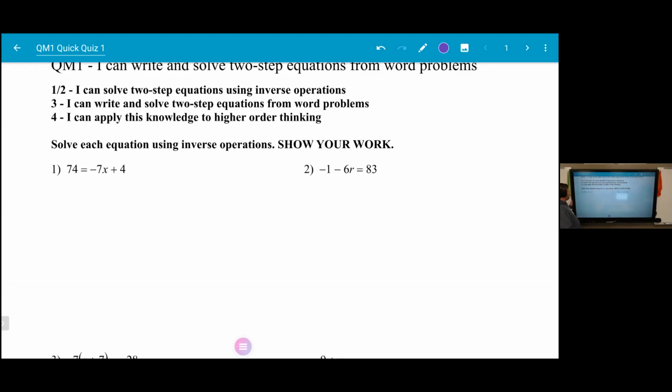So 74 equals negative 7x plus 4. If you're not 100% sure, do the do and undo steps. If I knew what x was, I would first multiply it by negative 7 and then add 4. So the last thing I do is the first thing I undo. And how do you undo addition? Subtraction.